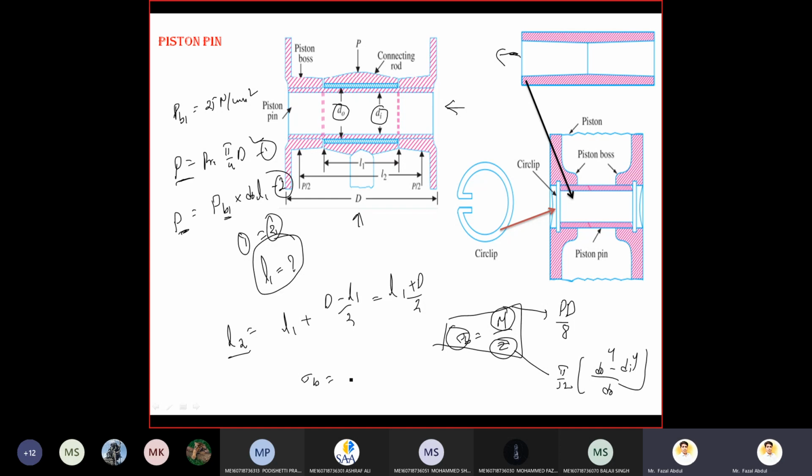What are the permissible values here? Its value is 84 megapascal for cast iron. Its value is 140 megapascal for heat treated alloy steel. Okay. Whatever value is calculated here, if the calculated value is less than these values, then our design is safe. Suppose the question is given for cast iron material, and our calculated value is less than 84, then our design is safe. If heat treated steel is given in the question, the permissible value is 140, and if our calculated value is less than 140, then our design is safe. Like that, we have to write the comment.